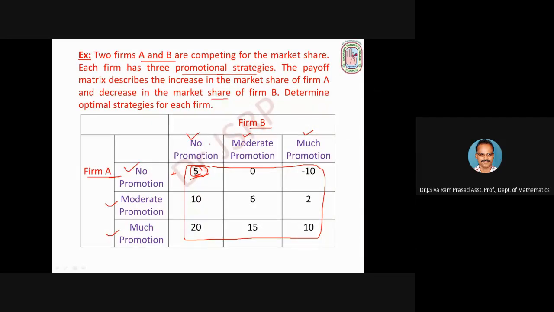Okay, and the market share of firm B decreases by 5%. Since it is positive, it represents a gain for player A and a loss for player B. So that is the meaning of this entry.